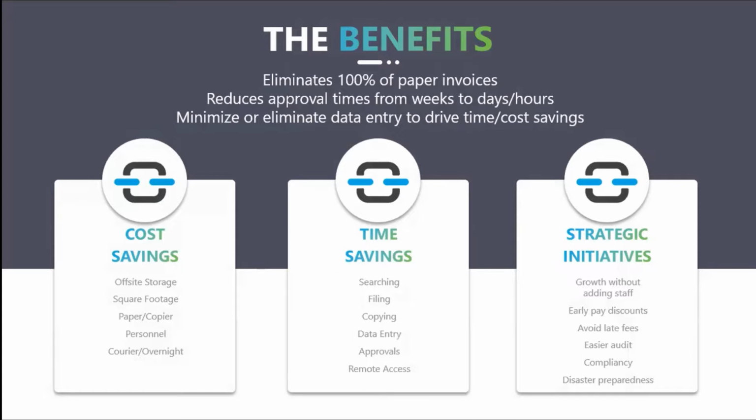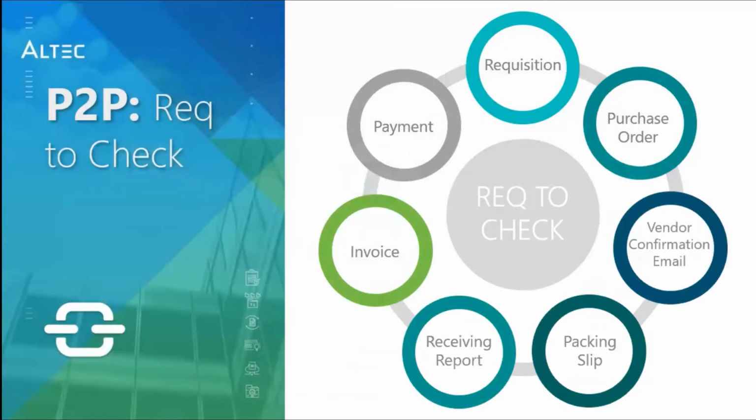And then also we can look at the strategic initiative. So where's your company going? What's preventing your company from making it to the next level? These are all things that we can consider as part of your project and how DocLink and AP automation fits in that.